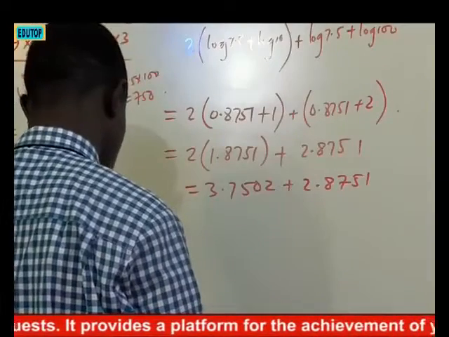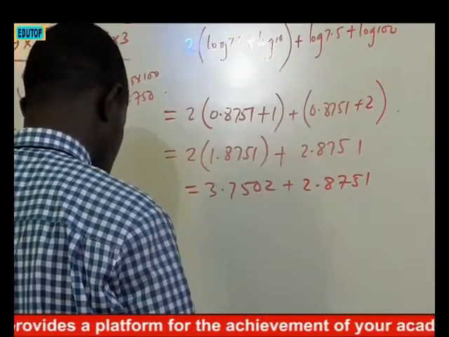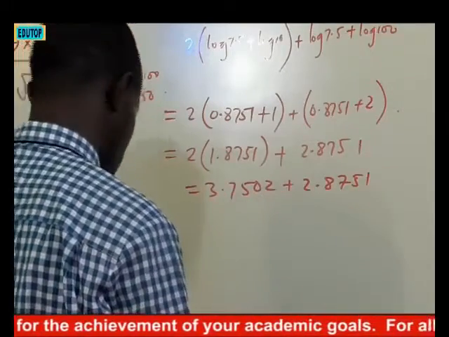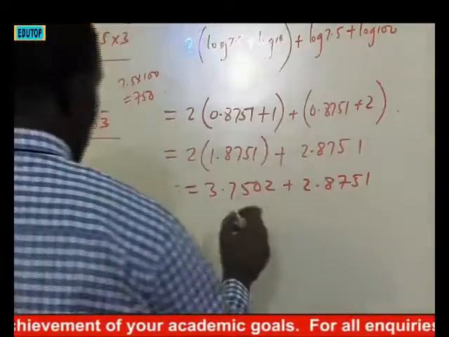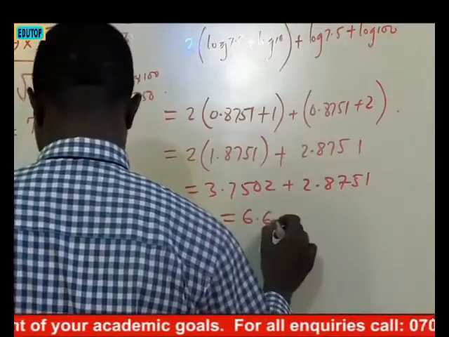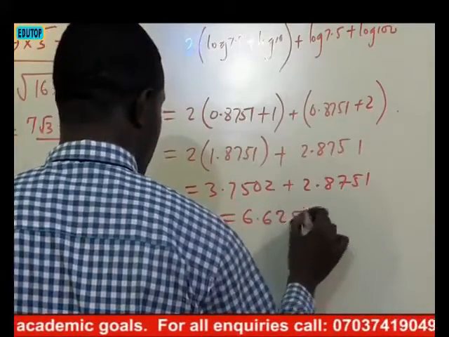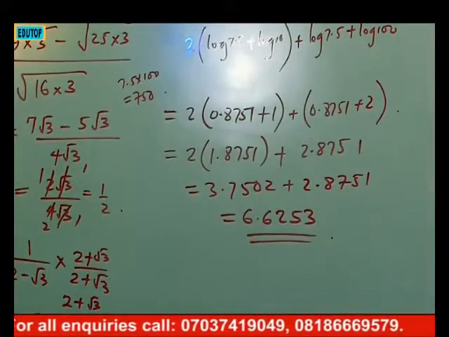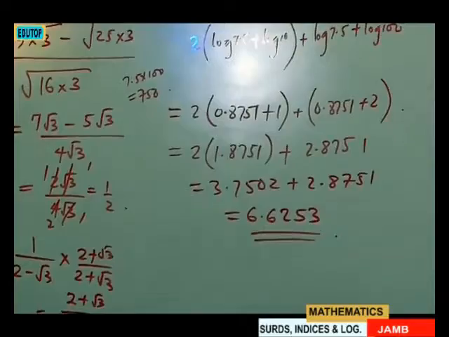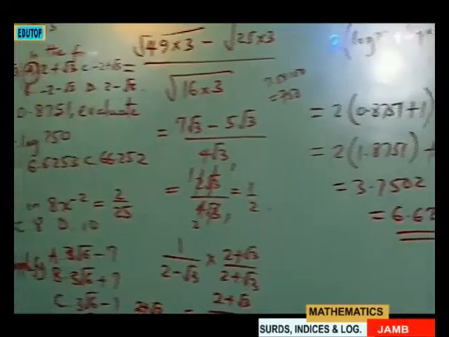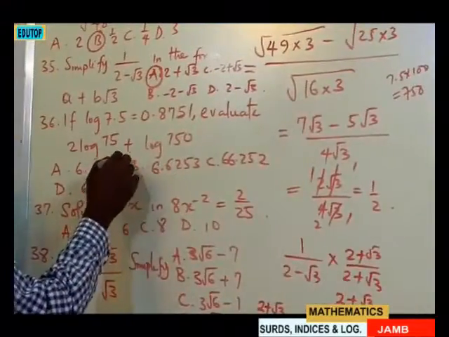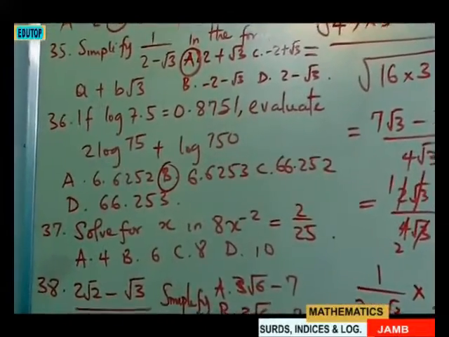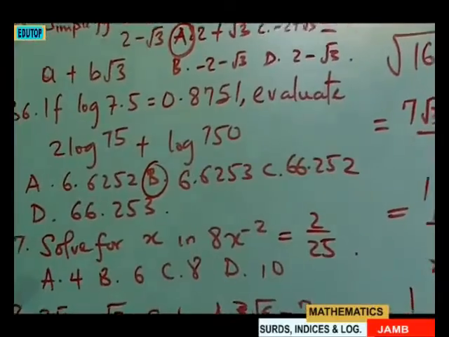Let me add plus 2.8751. So that will now give me 6.6253. So this will definitely be the answer. So I go to my options and see the option that matches that result. If I come here now, I'll definitely see that option B will be the solution. That is 6.6253. And that is the answer to that very question.